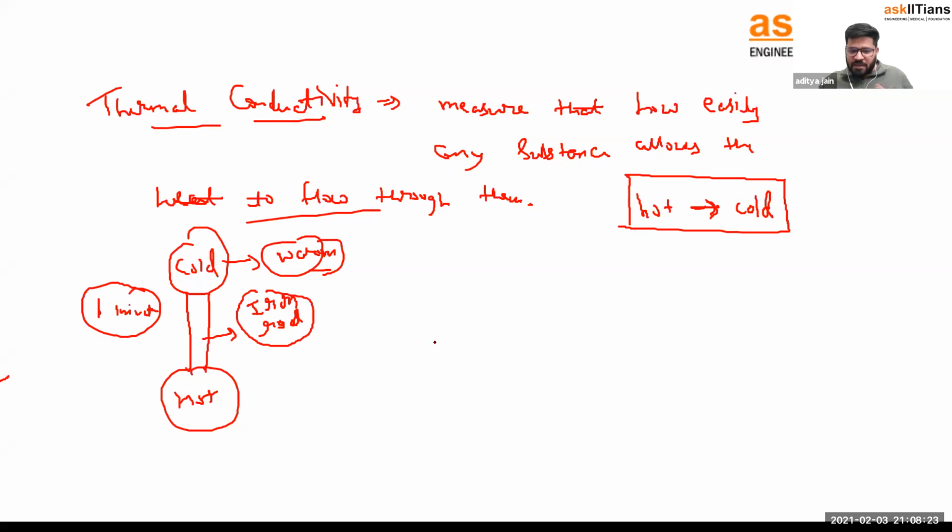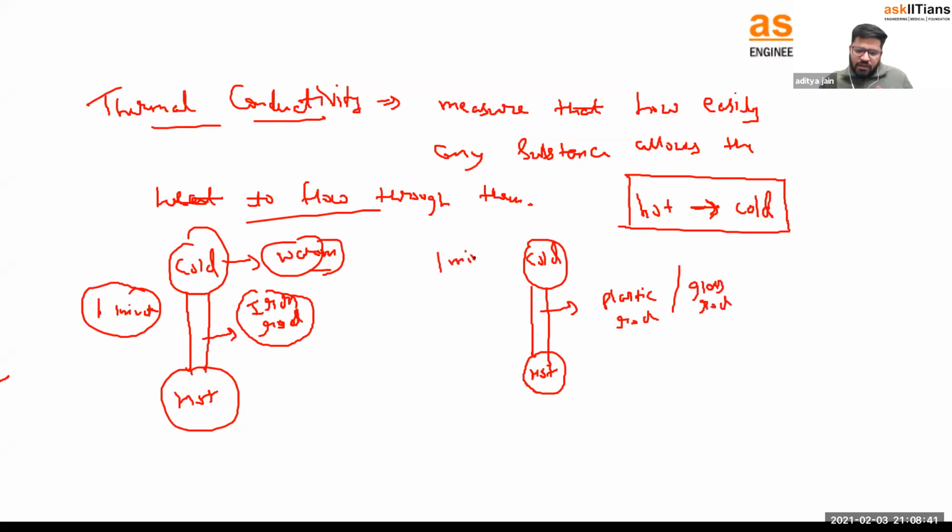Suppose you repeat this experiment, and now you connect the hot body with the cold body by means of a plastic rod, or you can also take a glass rod. Now again give some time, 1 minute, and after 1 minute touch your hand on the cold body. Now you will observe that you will not feel any warmness, or I can say less warmness or less heat in comparison to the case of the iron rod.